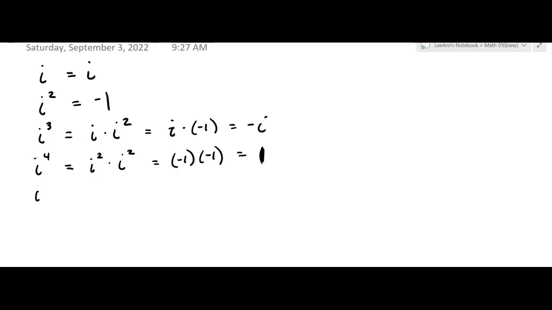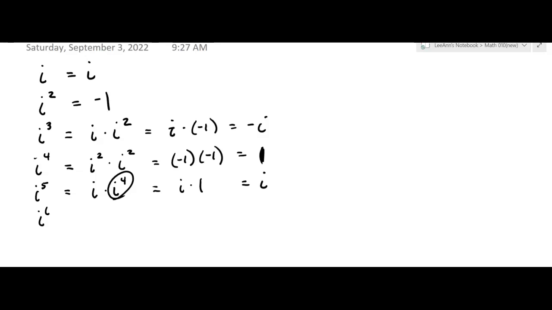Well, what about i to the 5th? Okay, i to the 5th would be i times i to the 4th. But we just discovered i to the 4th, that's just 1. So you're just going to get i times 1, which is i.